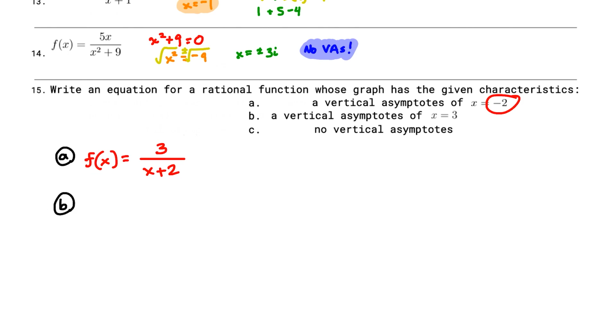Okay, part B, vertical asymptote of x equals 3. All right, so I'm just going to say something like, I don't know, negative 2 over x minus 3 as a possible answer. It is important to understand there are infinitely many answers that would work for this one. I'm just picking easy ones. And the last one, I need a rational function that has no vertical asymptote. So I'm just going to use a linear function. In this case, I'm just going to say 3x minus 1. Okay, there are no vertical asymptotes on that one, so that will work as well.